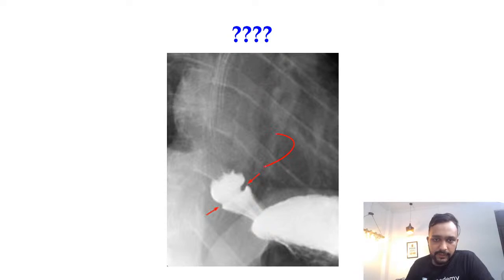So guys, here in this case, what are we able to see? We are able to see again a filling defect in the lower part of the esophagus. This was the case of Schatzky ring.